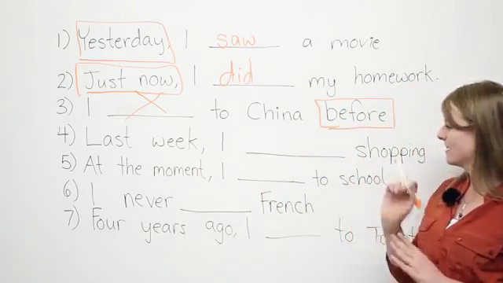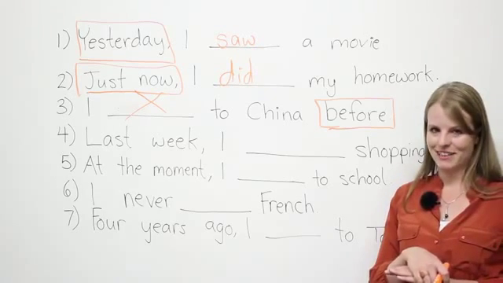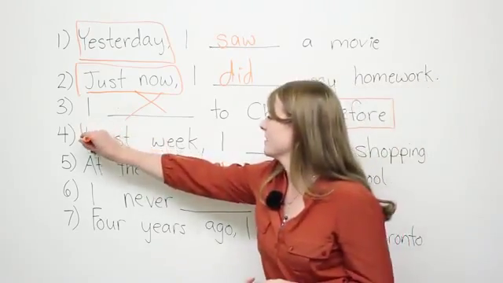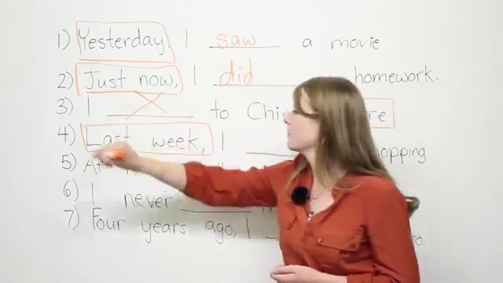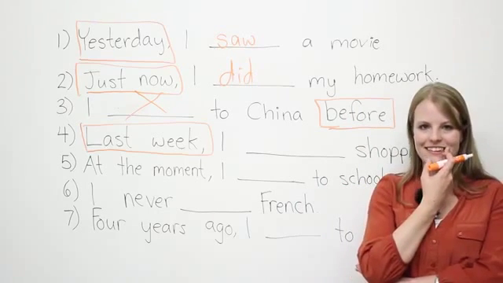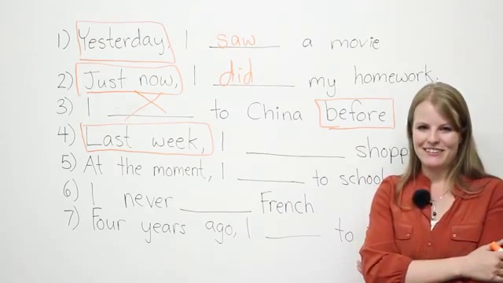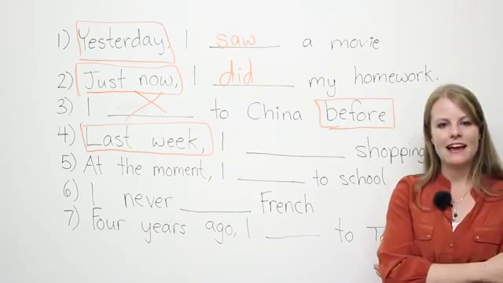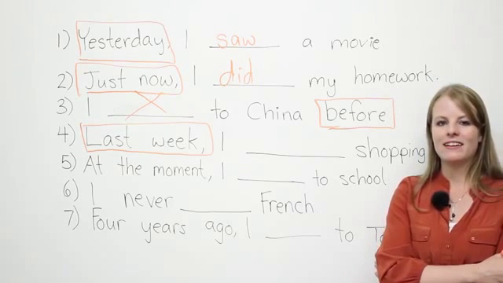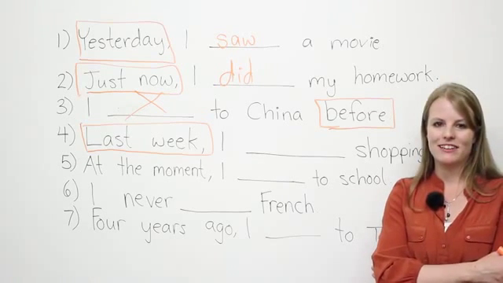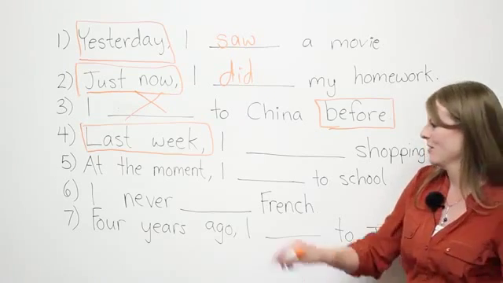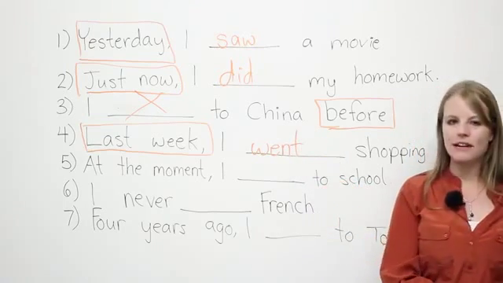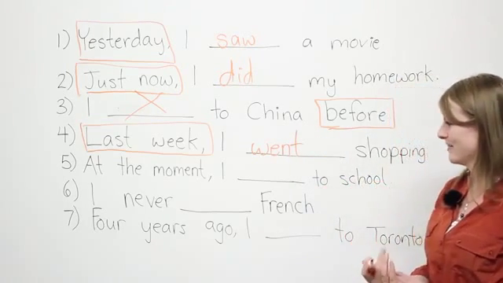Last week, I shopping, okay? So what is the clue here? Here is our expression, our time expression. Last week. Is this simple past, or is this something else? Last week, I go shopping. Last week, I went shopping. Last week, I have been shopping. What do you think? If you said simple past, you are correct. I went shopping. Good. Okay.